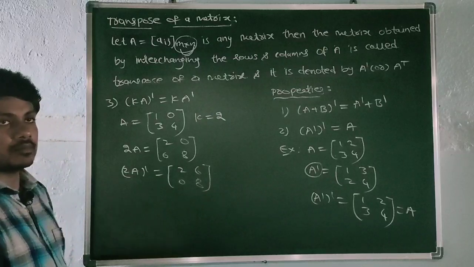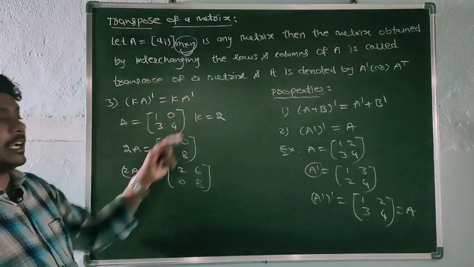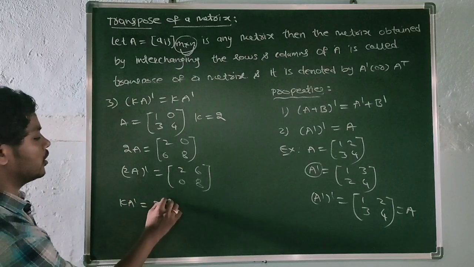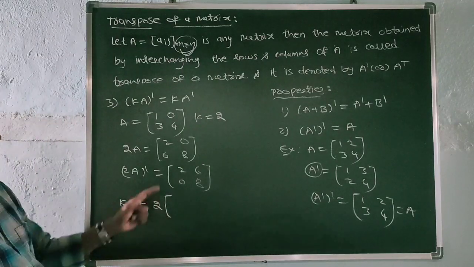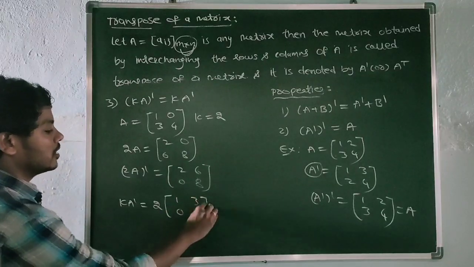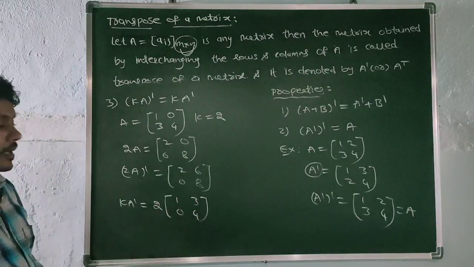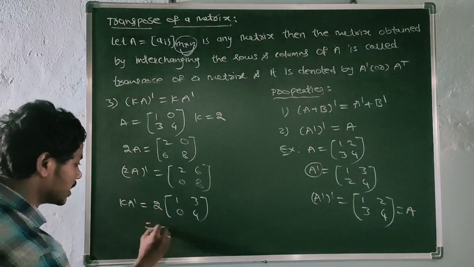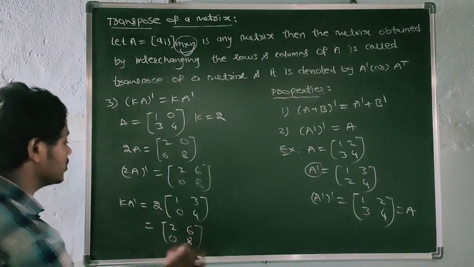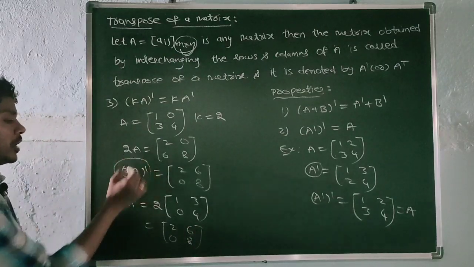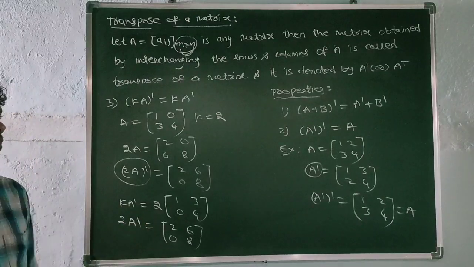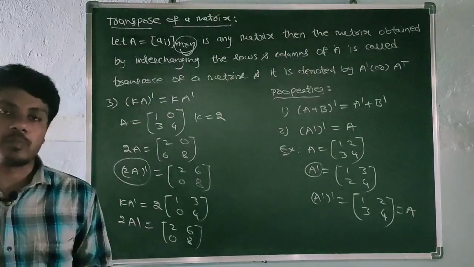This is 2, 6, 0, 8. Now again K into A transpose. K into A transpose is 2 into A transpose. So what is A transpose? 1, 3, 0, 4. Now multiplying these two inside of the bracket, what you get is 2, 6, 0, 8. Therefore 2A whole transpose is equal to 2A transpose. So that is the third property.